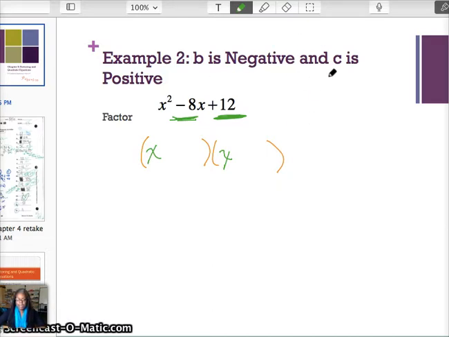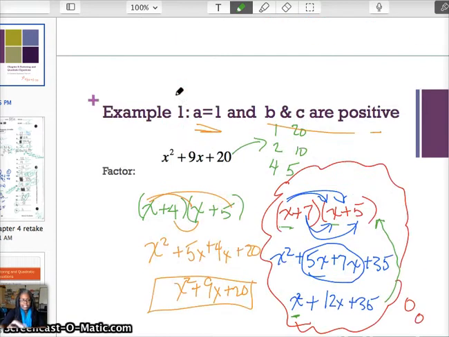So when I'm thinking about factors that are going to give me a positive 12, I'm thinking about not 1 and 12, but negative 1 and negative 12. I'm thinking about negative 2 and negative 6. I'm thinking about negative 3 and negative 4. And notice, this told me that the signs have to be the same, but this told me what those signs are going to be, and both of them are going to be negative. So signs the same, negative. I'm going to slide back to the last problem. Signs the same, but both of them are positive.